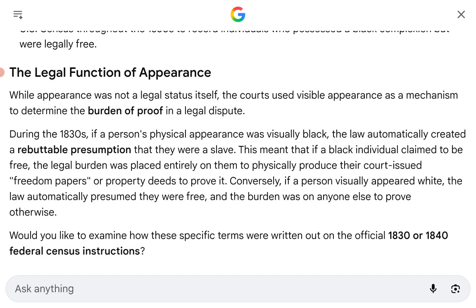The legal functions of appearance, right? While appearance was not a legal status itself, the courts used physical appearance as a mechanism to determine the burden of proof in a legal dispute. Yeah, but it didn't mean that a person was a slave or a person was free. Because again, there were black Europeans who were free, and there were black indigenous who were free.